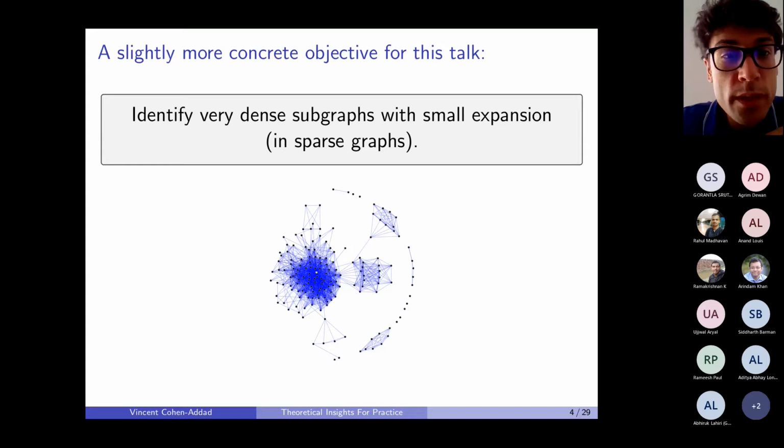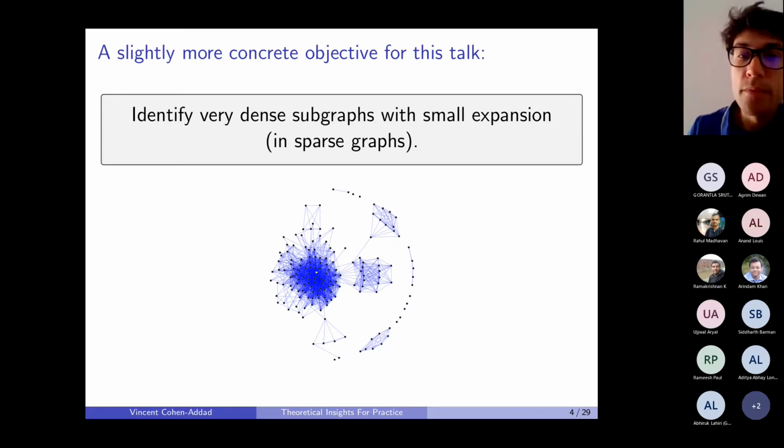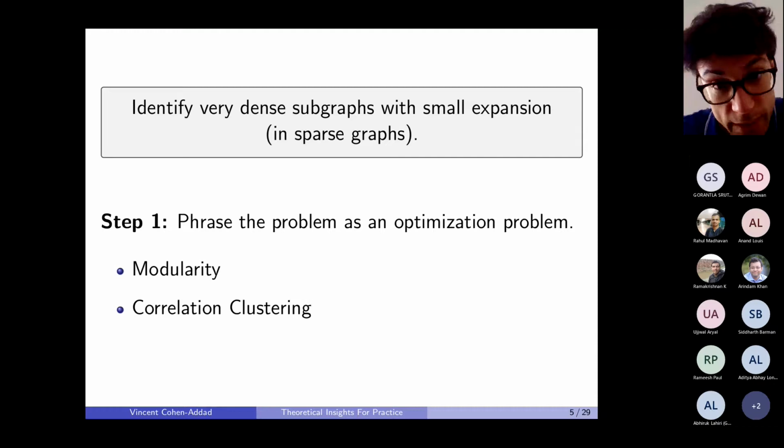If I try to define it slightly more concretely, we want to identify very dense subgraphs with a little bit of expansion, very tiny expansion. Essentially maximal subgraphs that are dense with small expansion. Okay, so there are two steps that we want to take to answer this question. This question, as you can see, is not yet very formal. I didn't define an objective function and I didn't define an algorithm for it yet.